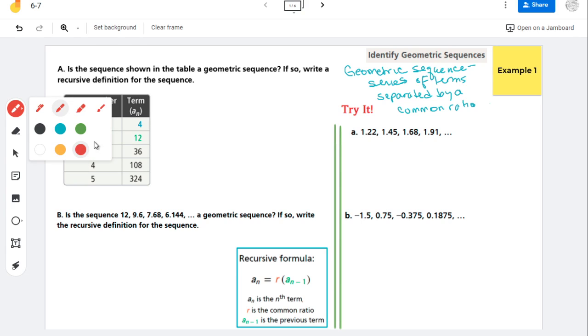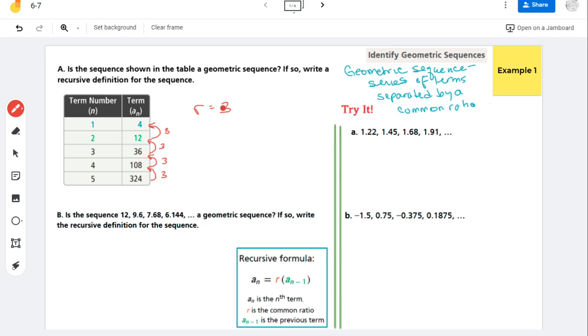The way that we figure out whether something's a geometric sequence is we start by dividing each term by the term before it. So 12 divided by 4 is 3. 36 divided by 12 is 3. 108 divided by 36 is 3. 324 divided by 108, you guessed it, it's 3. So that common ratio here is 3, which means this is a geometric sequence.